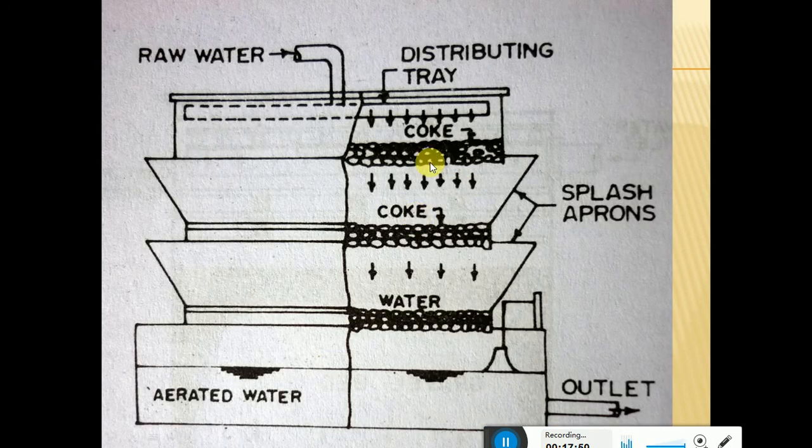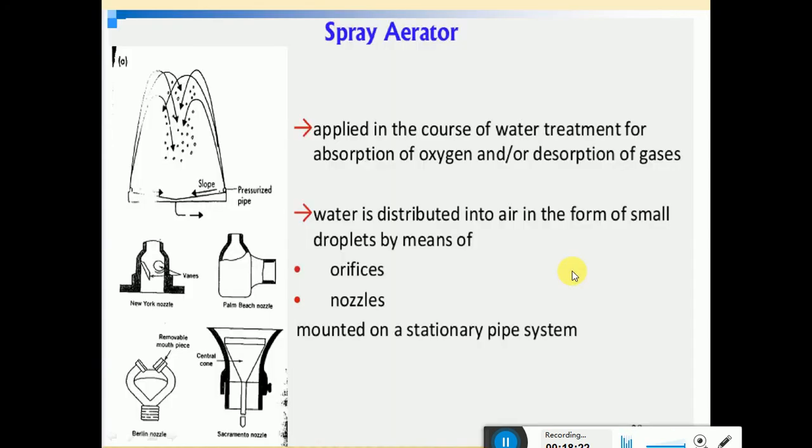You can see the arrangement like this here. The raw water will be sprayed onto the bed of coke. There are 2 to 3 different layers of this coke which is placed, and we have these splash aprons like this. The water will be allowed to fall through this bed of coke, and the aerated water will be collected and taken away by this outlet for the next process of treatment. So this is also another type of aerator.